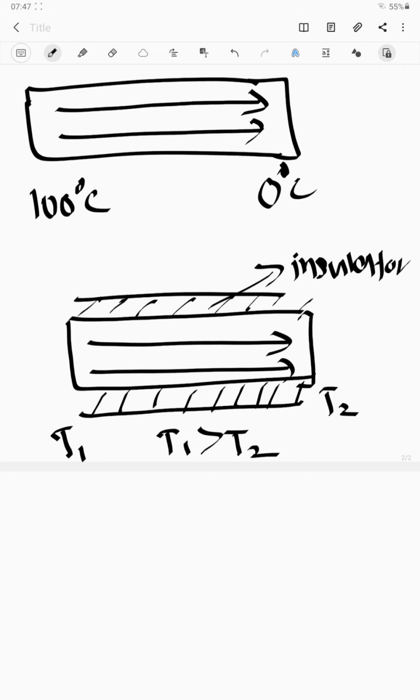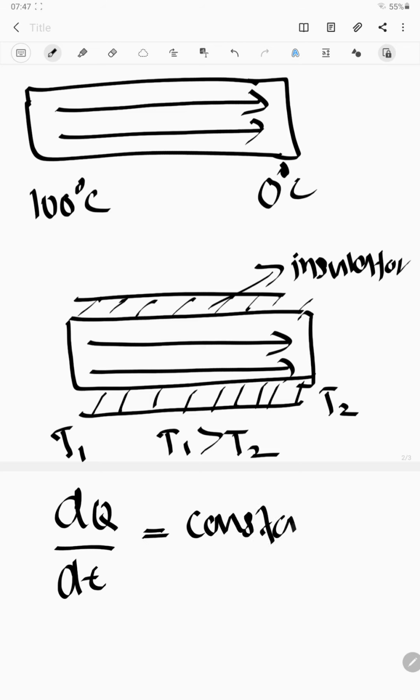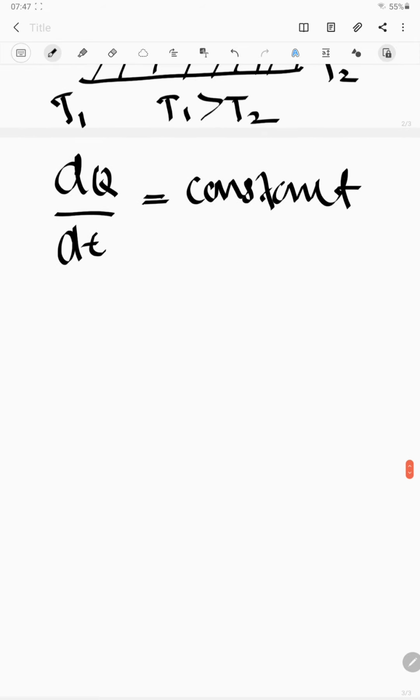Alright, so semakin lama dia akan mencapai steady condition. So apa maksudnya steady condition ni? Suhu daripada T1 dia akan transfer ke T2. So dia akan jadi steady lah, makin lama makin sama, ataupun the rate of heat flow is constant along the rod. Pada masa steady condition ni, the rate of heat flow dQ over dt equal to constant.